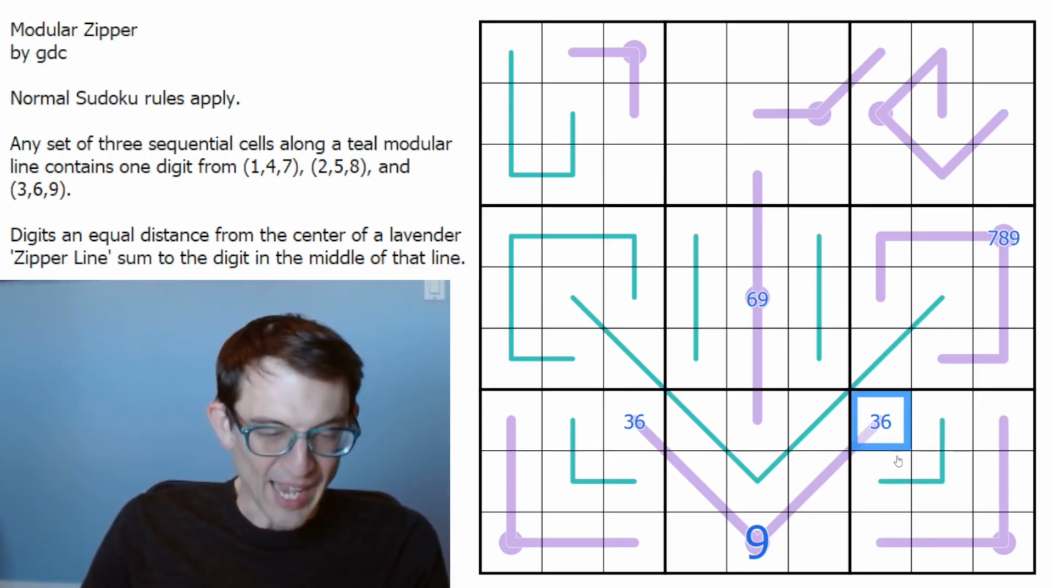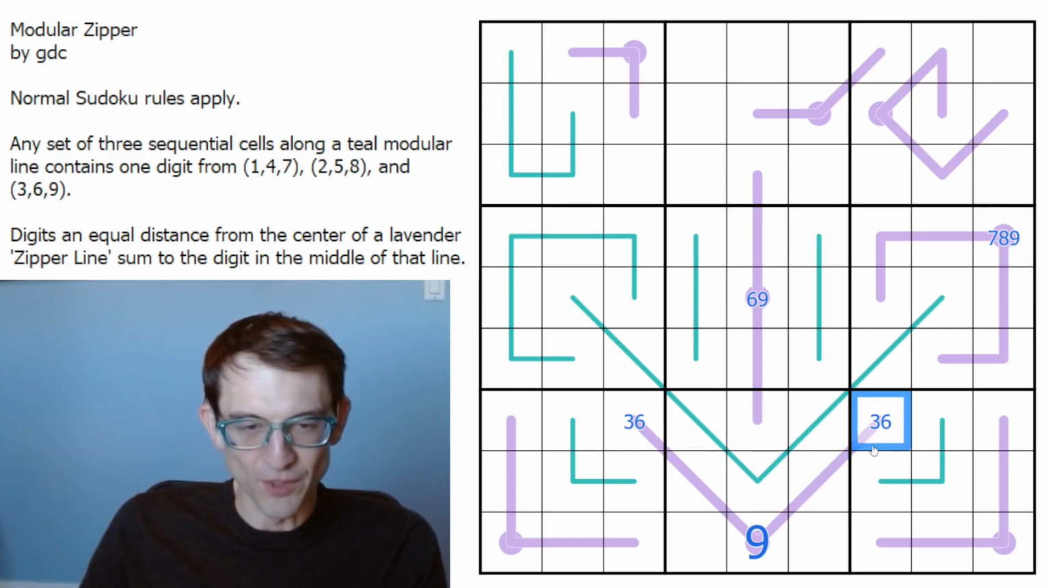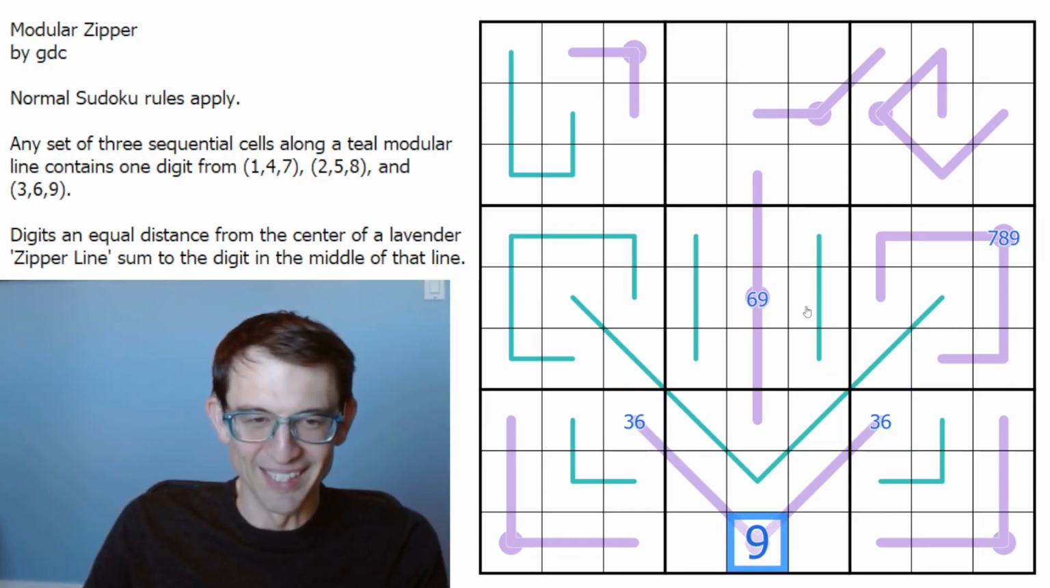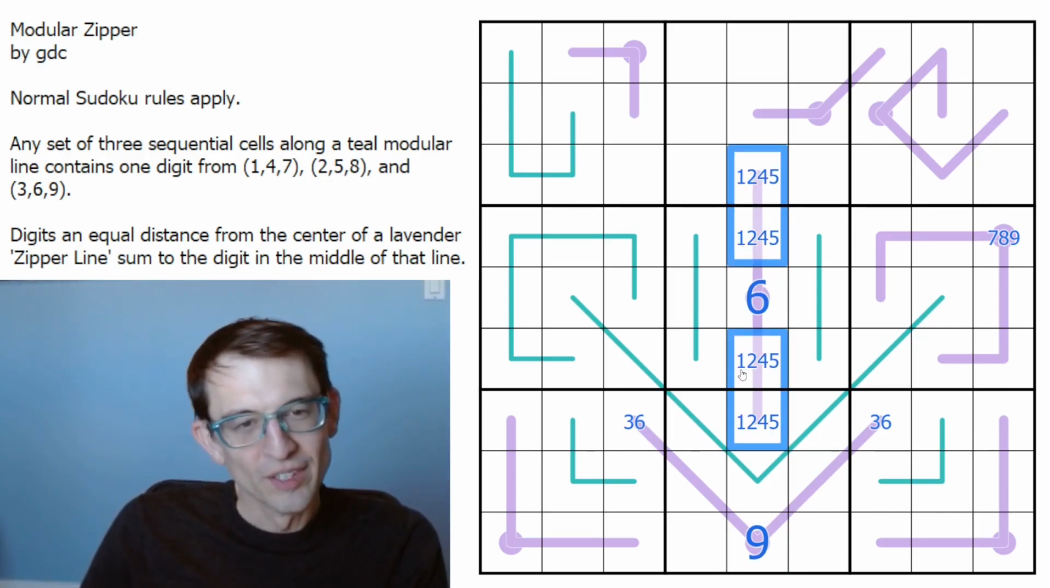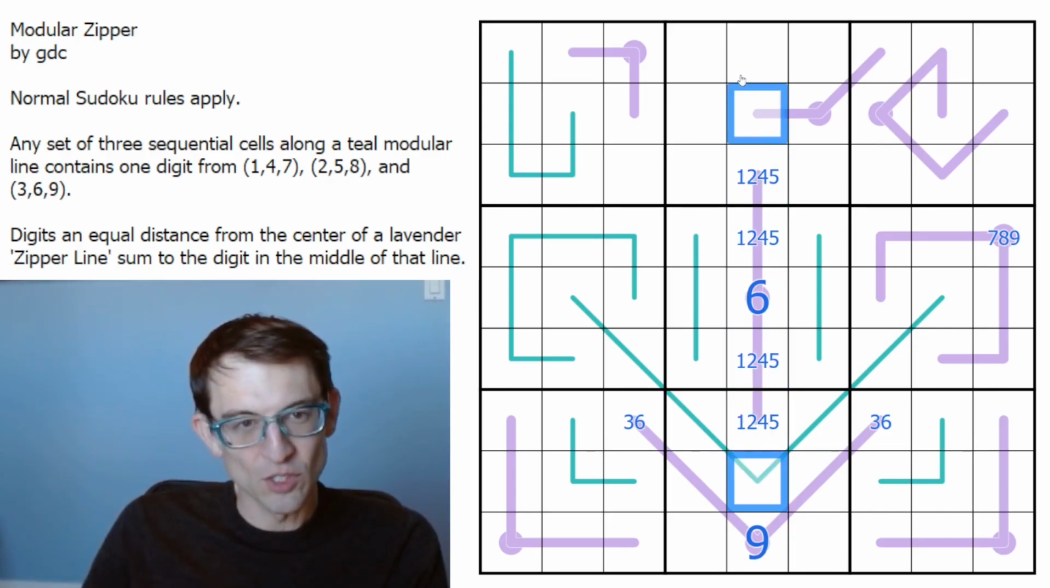So this has to be 0 mod 3, which means those are both from 3 or 6, because they can't be 9, because they have to sum together to get something 9 or less. Now you have this 3-6 pair, which sums to 9, which makes this 6. And this is now a 1, 2, 4, 5 quadruple, making this 3, 7, or 8.